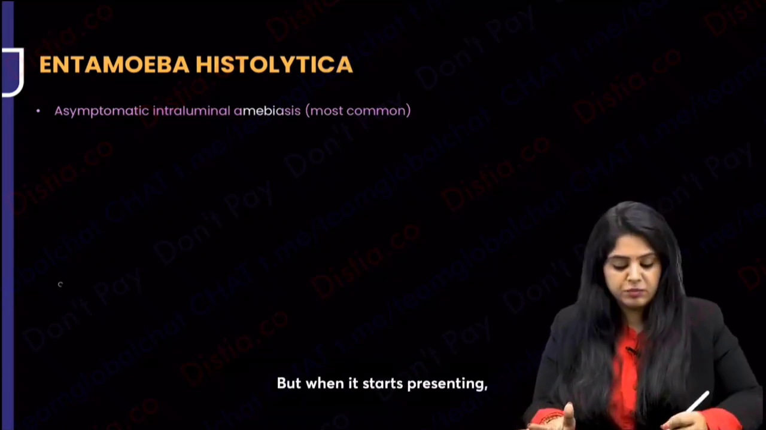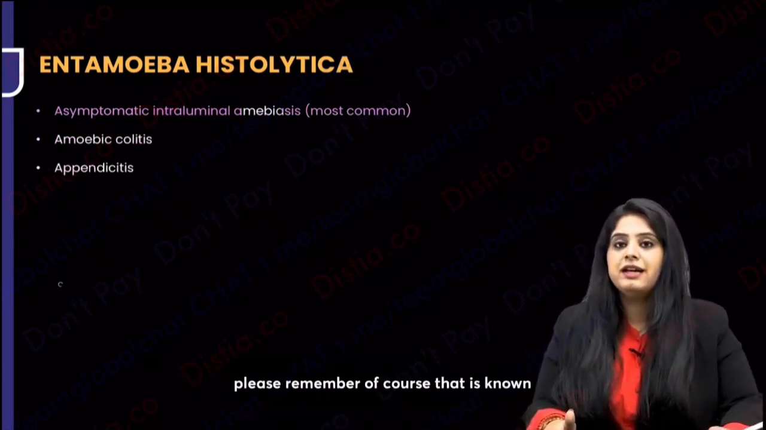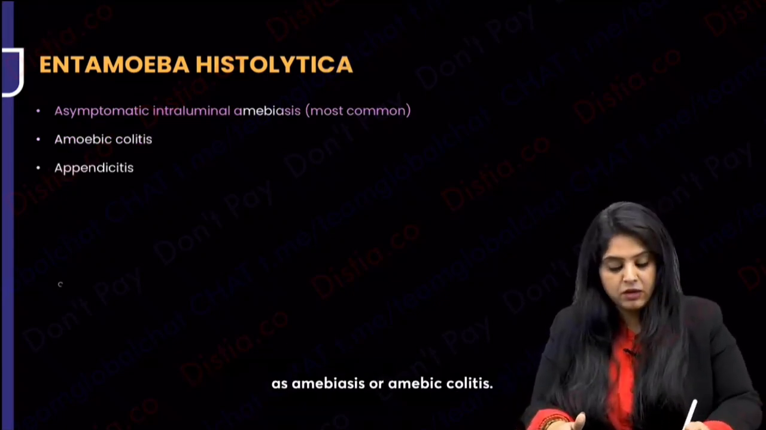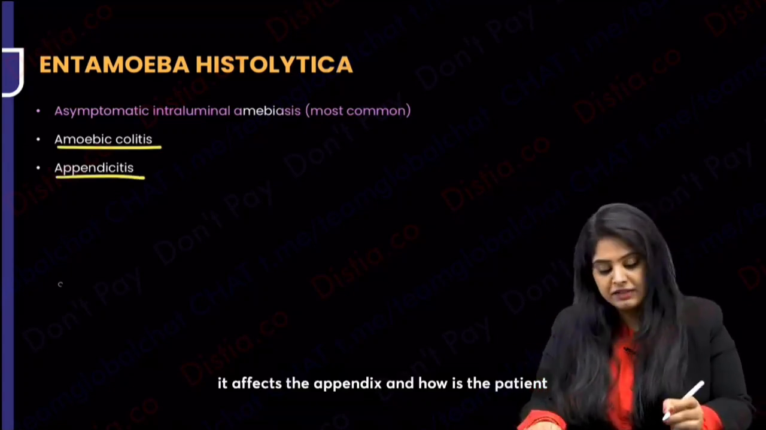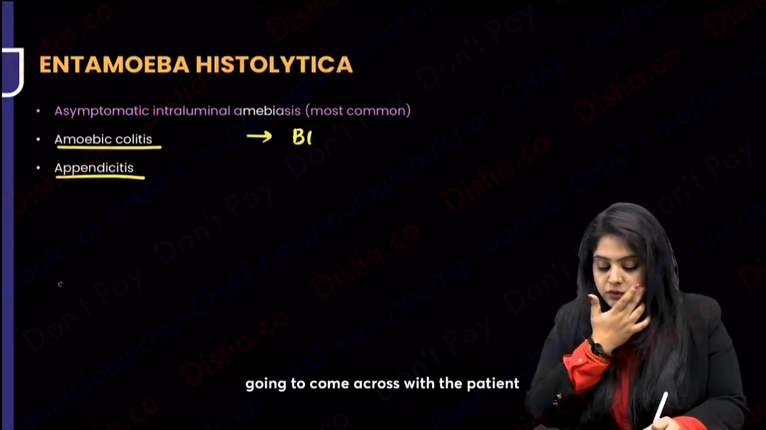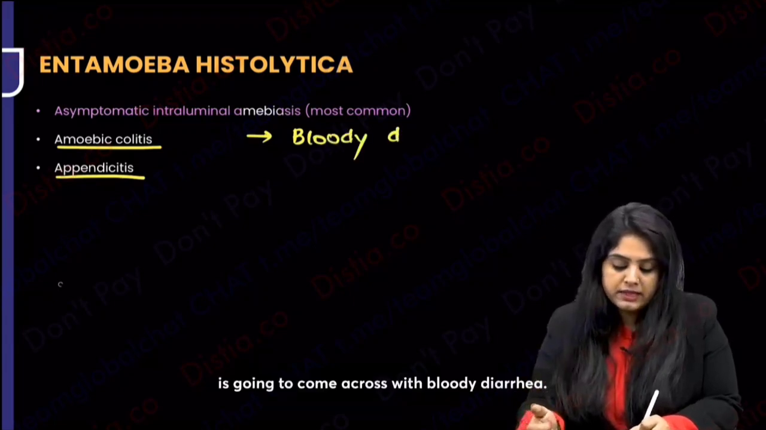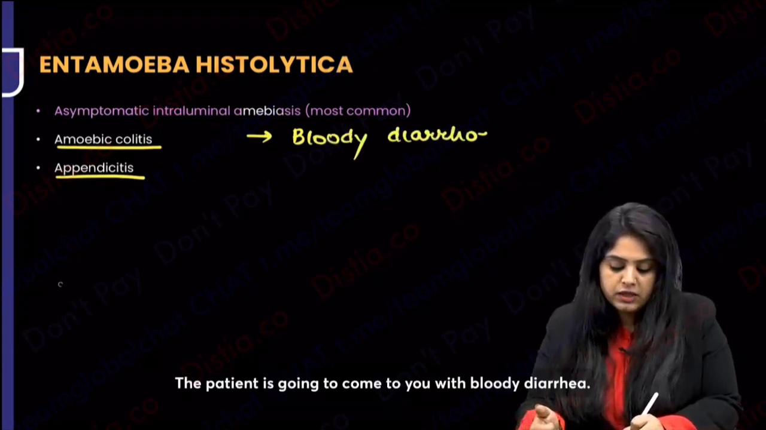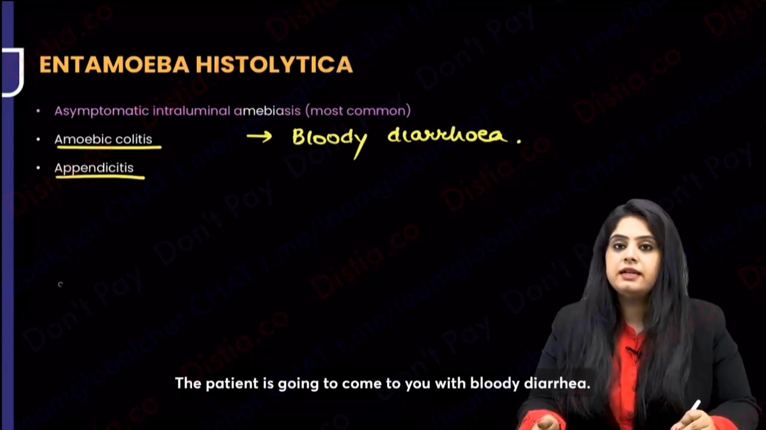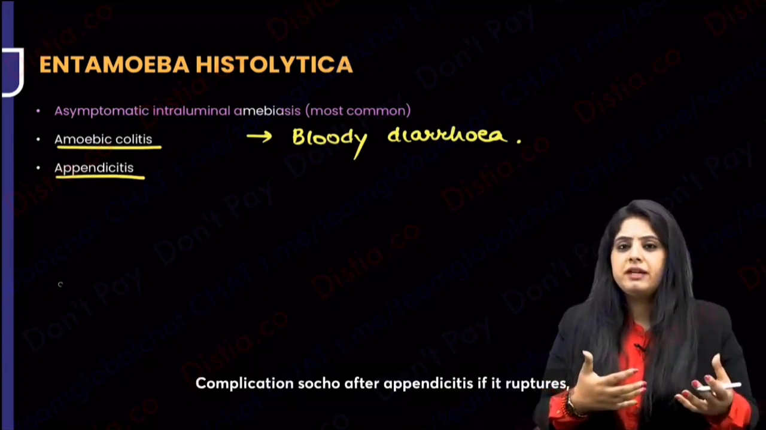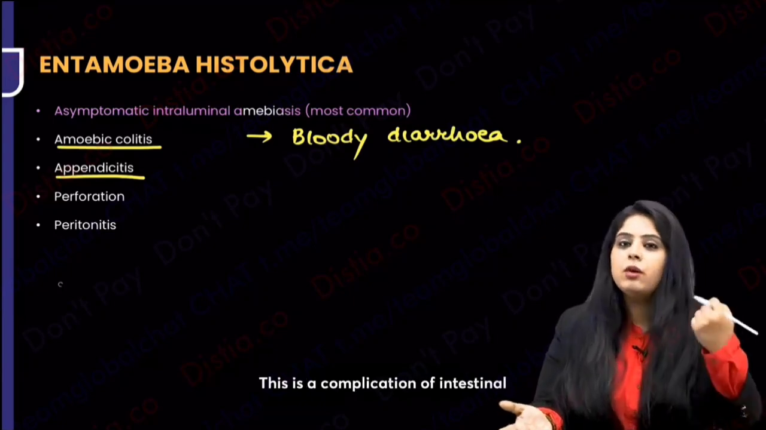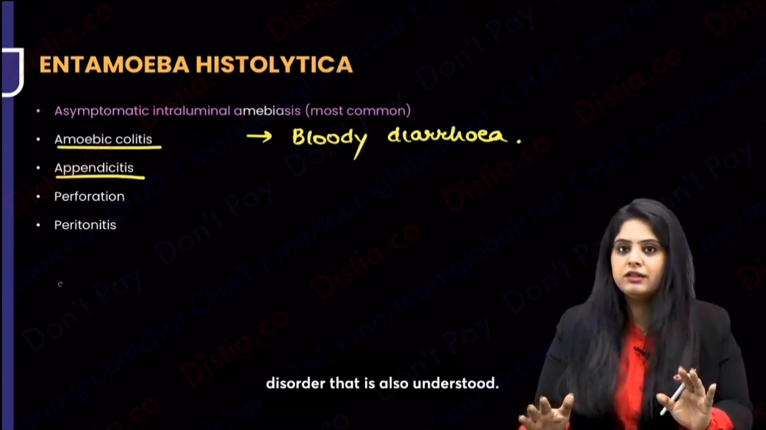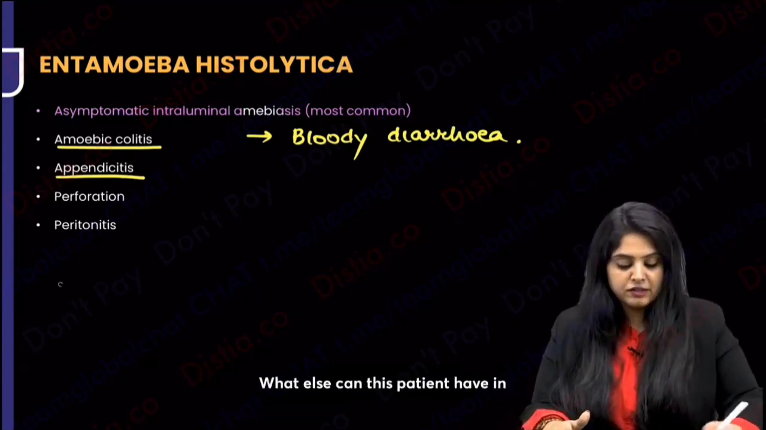But when it starts presenting, please remember, that is known as amoebiasis or amoebic colitis. It affects the large intestine, it affects the appendix. And how is the patient going to come to you? The patient is going to come to you with bloody diarrhea. Complications, think: after appendicitis, if it ruptures, can there be perforation? Can there be peritonitis? This is a complication of any intestinal disorder. That is also understood. What else can this patient have?